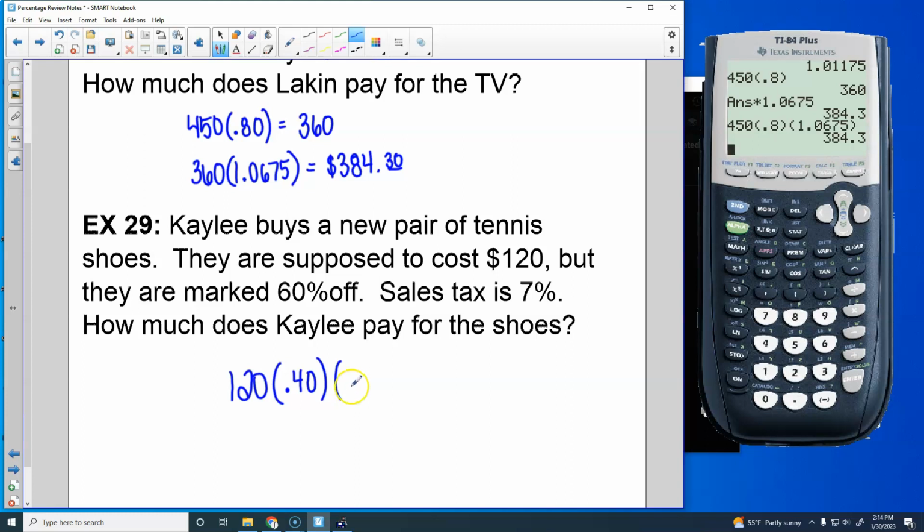Sure, what do you think? Okay. Did she cheat? All right. Sales tax, what do I multiply by? 1.07.